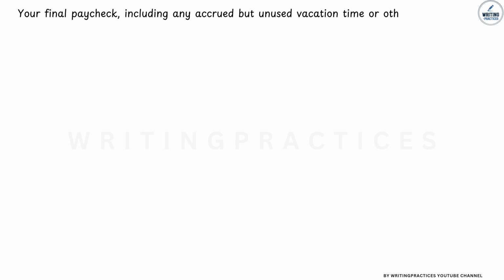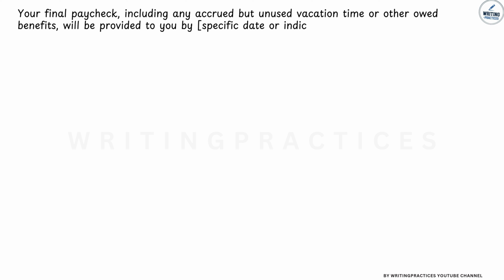Second paragraph. Final paycheck and benefits. Let the employee know what they can expect in terms of final pay. For example, your final paycheck, including any accrued but unused vacation time or other owed benefits, will be provided to you by specific date or indicate it will be enclosed.